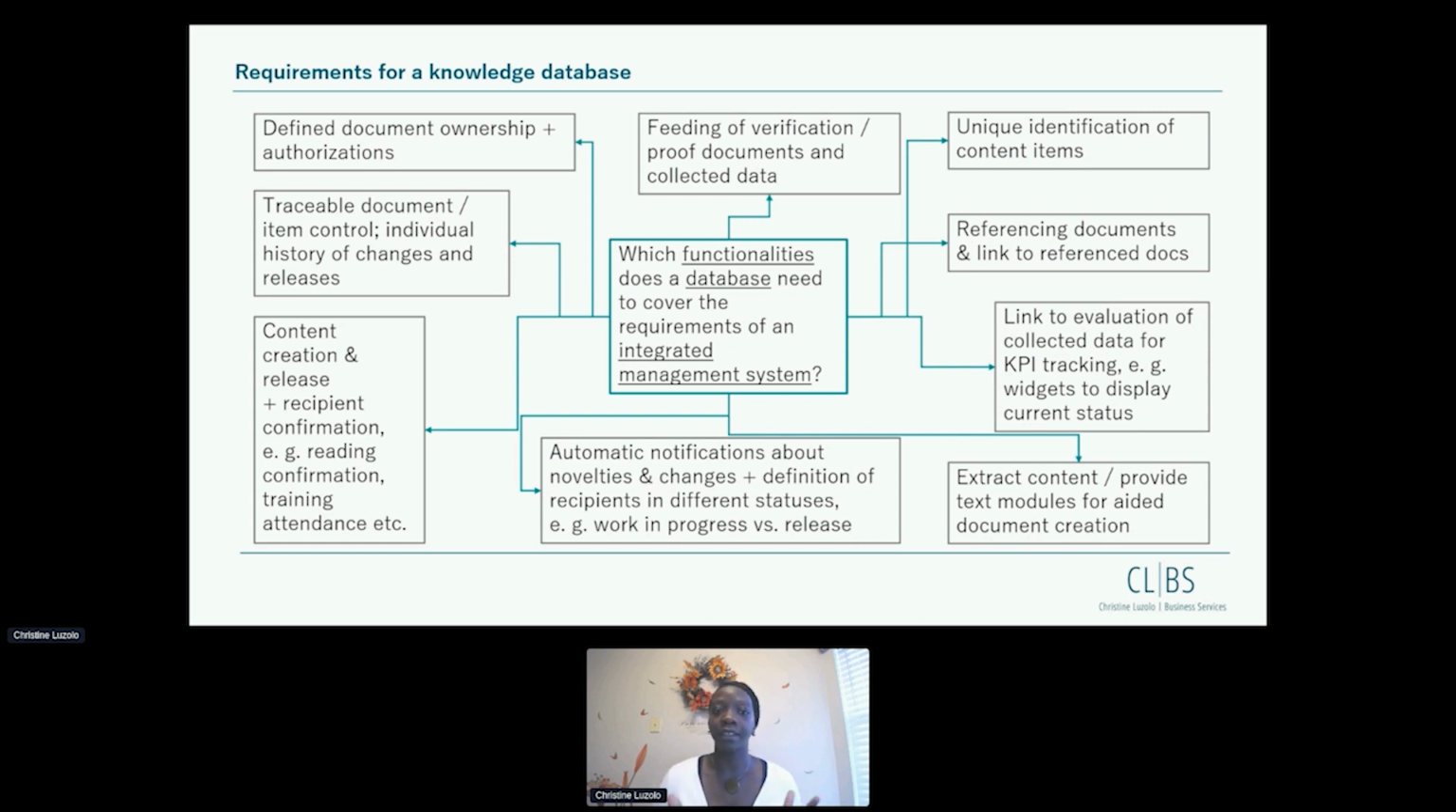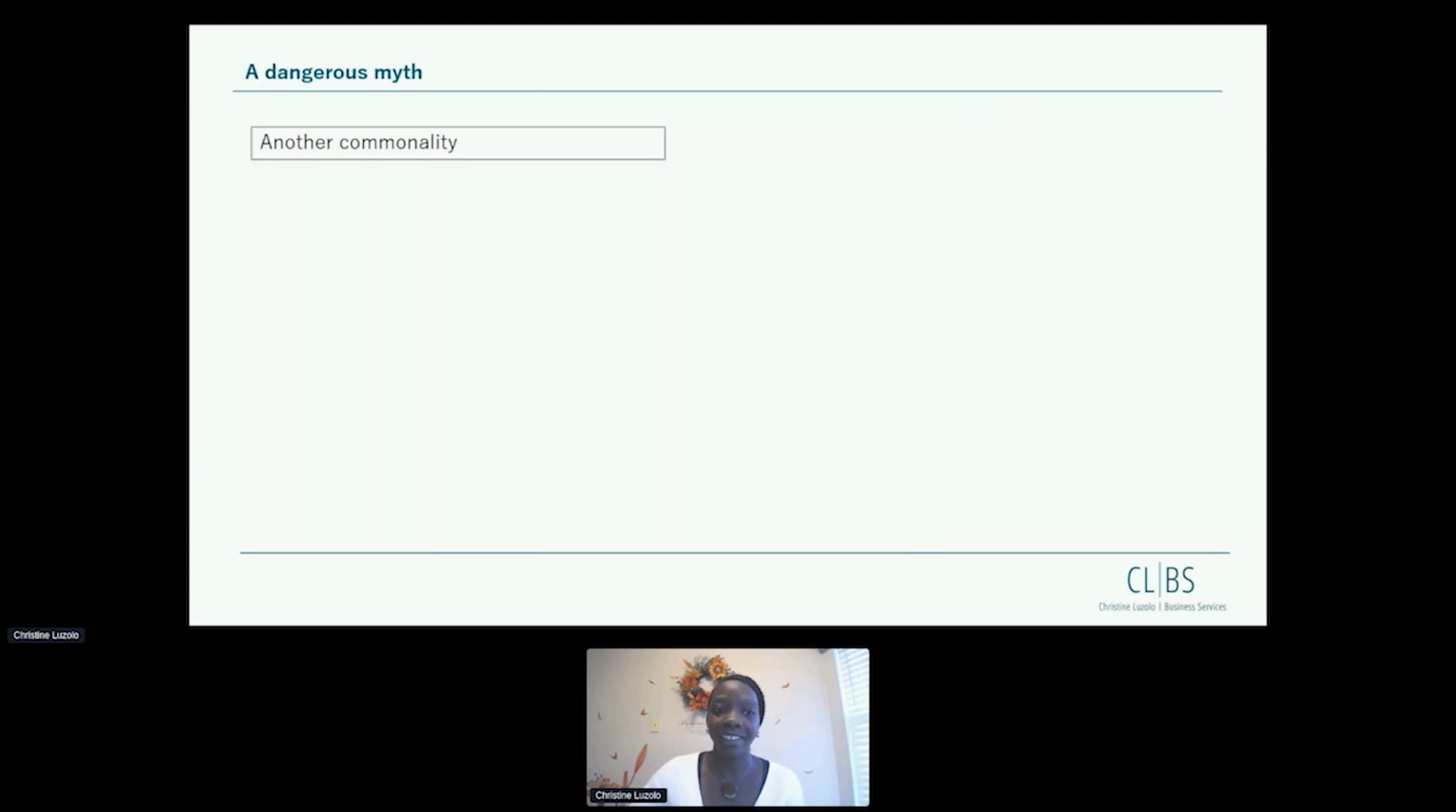So from my side, these are the general functionalities that I would like to see in a knowledge database to have it fit to cover the requirements of an integrated management system that is created to actually fulfill the requirements of the ISO standards. And now on my last slide before I come to an end, I would like to address that dangerous myth I've also already mentioned in the agenda.